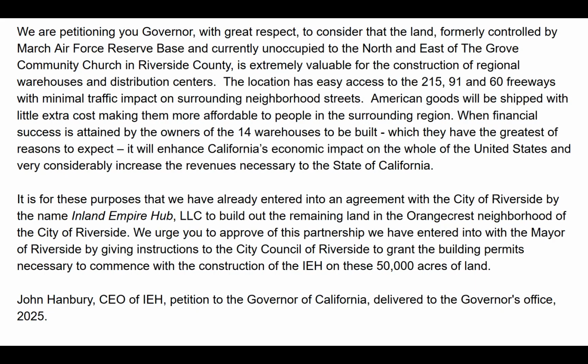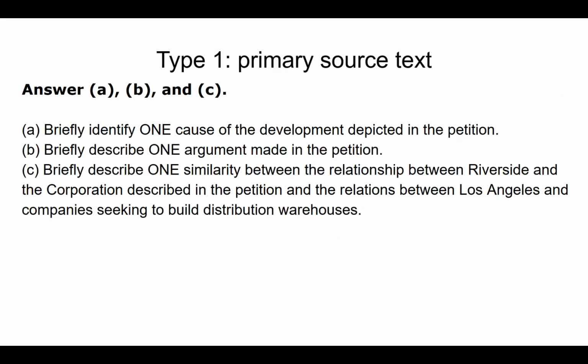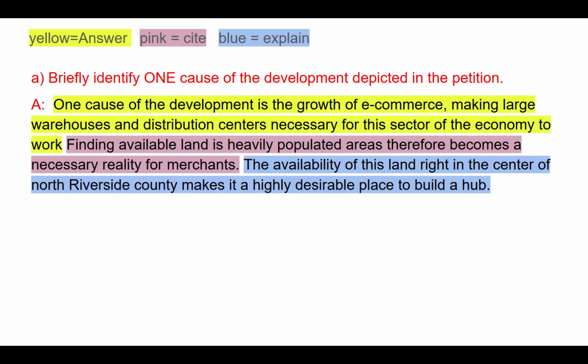All right, so there is the document, primary source, that you would be asked to respond to. And here are the 3 prompts. I'll read them aloud and then I'll show you a sample for how to answer each one. A is briefly identify one cause of the development depicted in the petition. So briefly identify one cause of the development depicted in the petition. So here is how you would answer it.